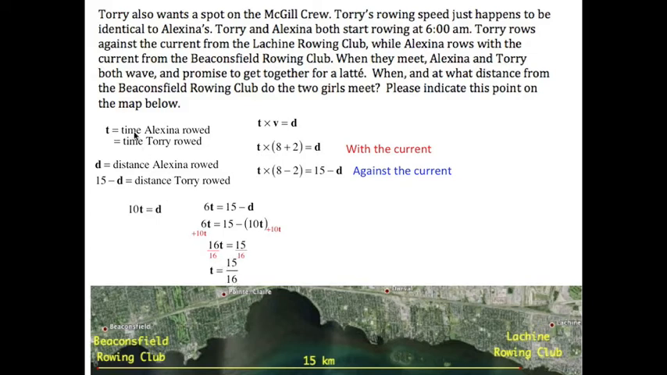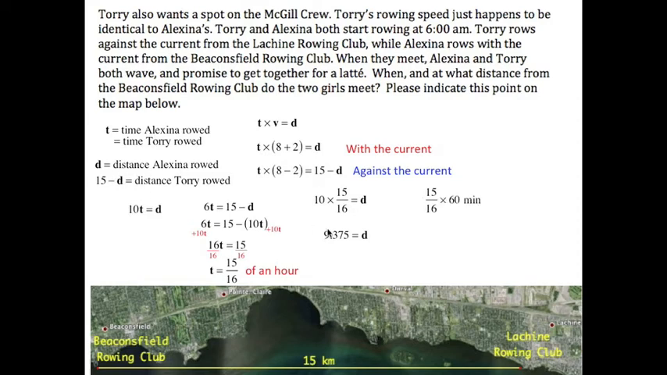And remember, our time is in hours, so this is 15/16 of an hour. So not quite an hour. Okay, to figure out how many minutes that is, that's 15/16 of 60 minutes, right? I'm also going to figure out the distance, by the way. So the distance is going to be 10 times t, and t is 15/16, so 10 times 15/16 is going to give us 9.375 kilometers. Okay, so that's the distance that Alexina rowed.